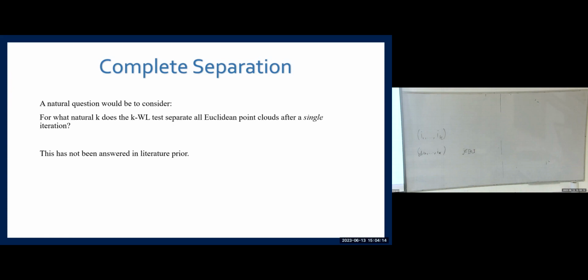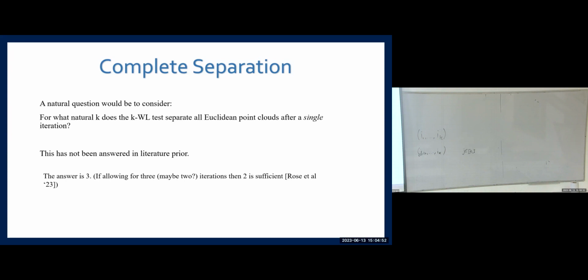Do you have any guesses for what k achieves separation on point clouds? I have a list of n points in R3. What size tuples do I need to consider to obtain complete separation when the input is in R3? If the input is in Rd, it's going to be different. We're only discussing R3. Okay. So the answer is actually 3. Yeah, 2 is not sufficient, but 3 is sufficient.